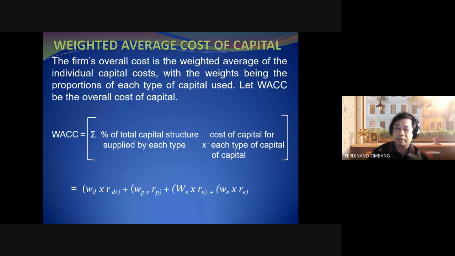Okay, let's go now to the weighted average cost of capital. Our formula is the summation of all the capital structures supplied by each type, times the cost of capital for each type of capital. So we have the weight for the debt times the cost of debt after tax, then the weight for the preferred stock times the cost of preferred stock, then the weight for the common stock times the cost of common stock. And then this one is the weight for the external financing times the additional common stock.